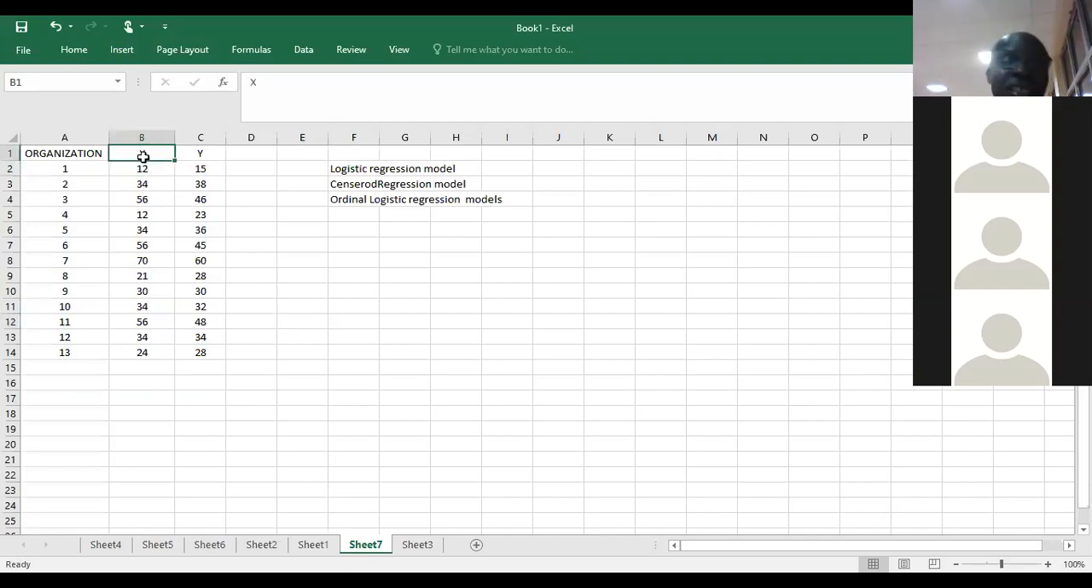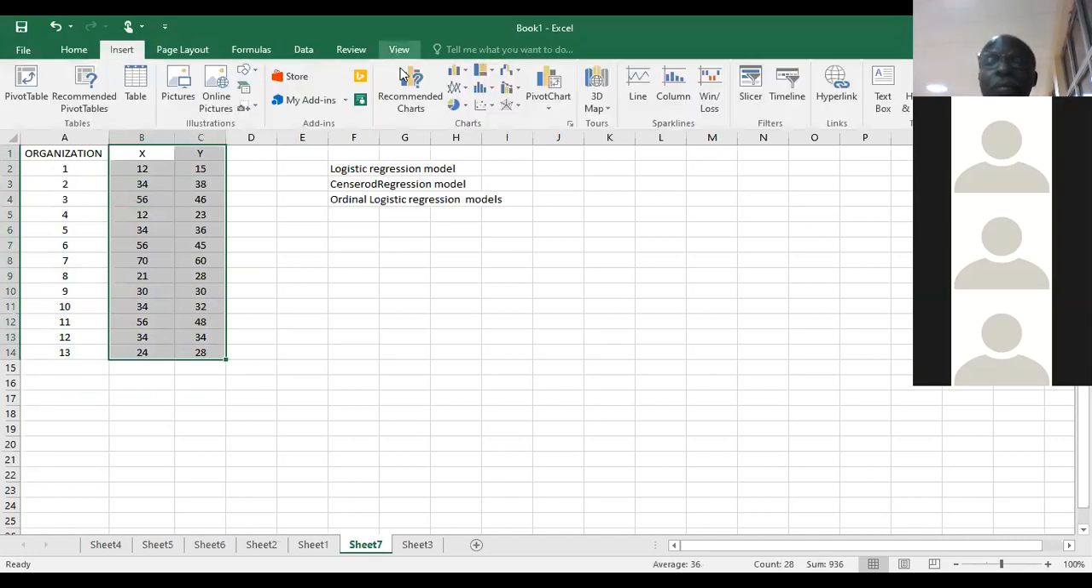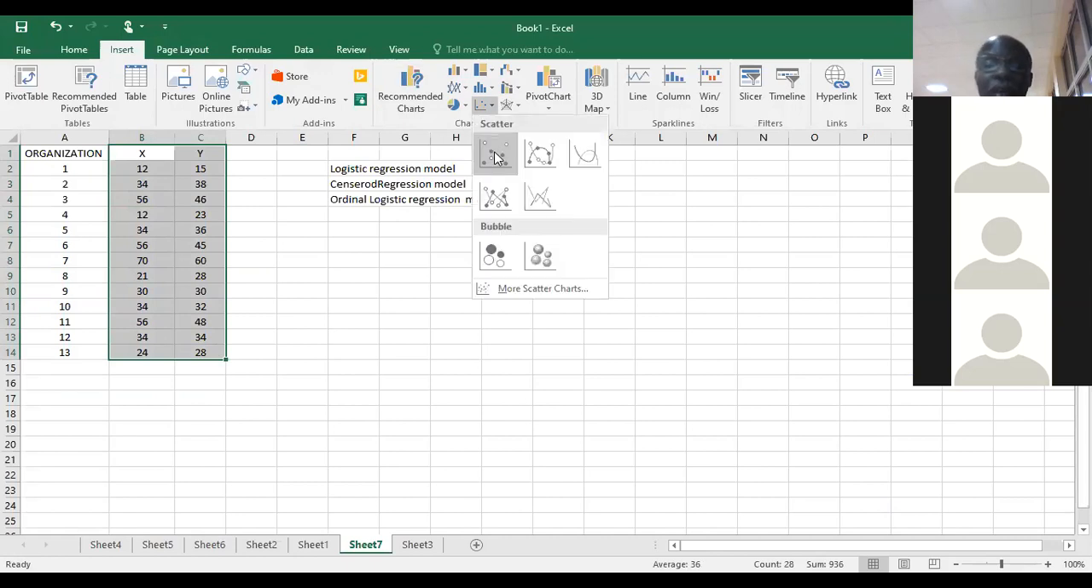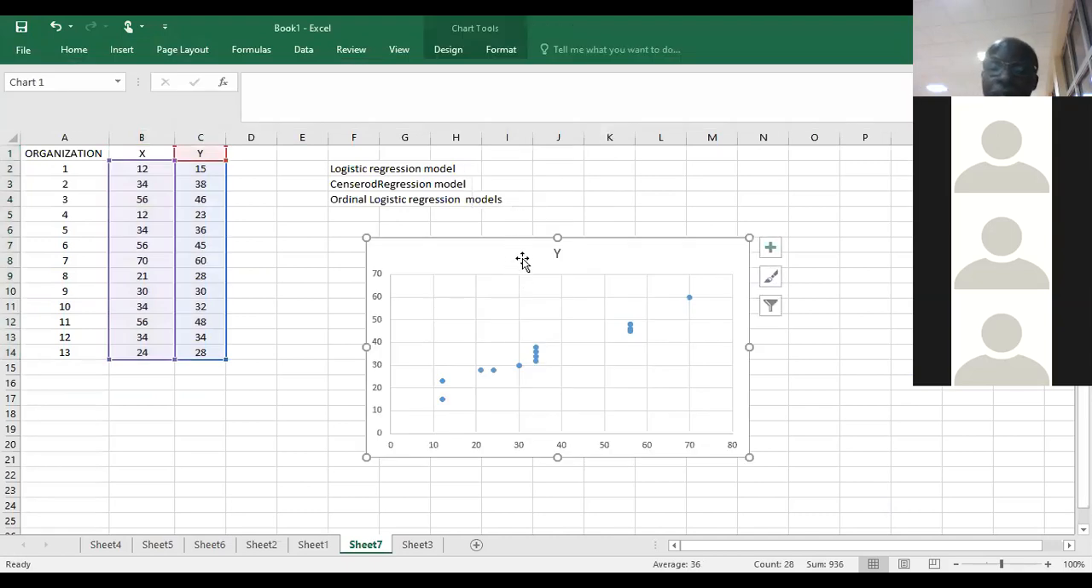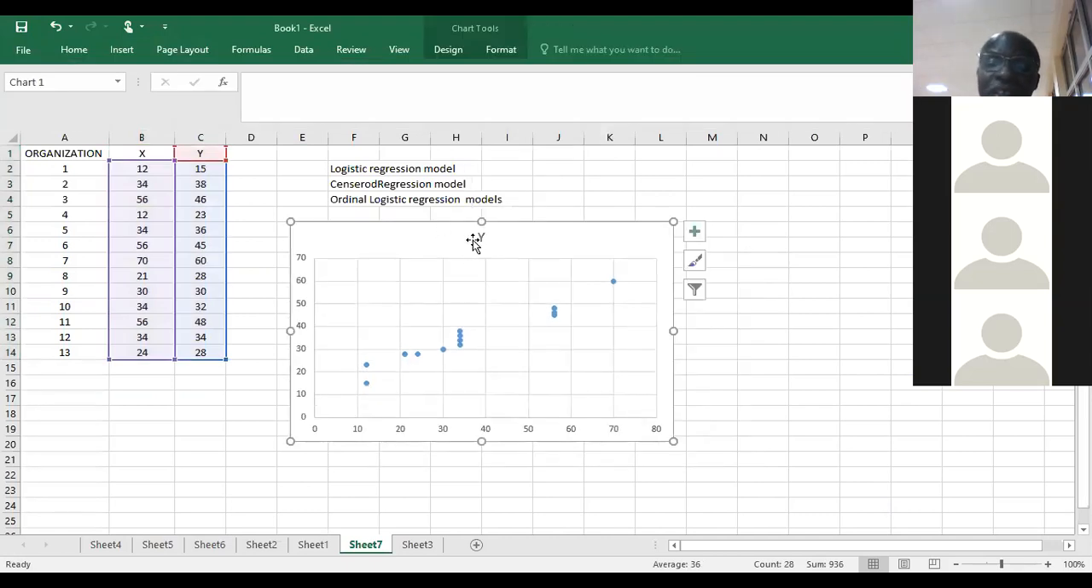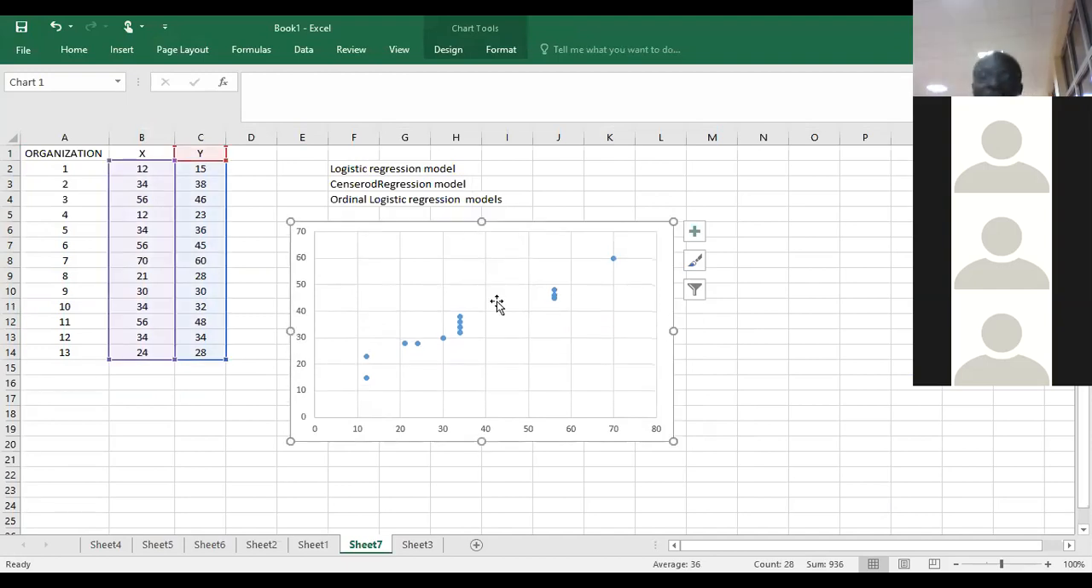Let us draw a scatter plot in SPSS. A scatter plot. That one. This is our scatter plot. Let me just remove this Y from here. That just means that's why it's independent. In this scatter plot, you can see X and Y are positively correlated. Are you seeing this?